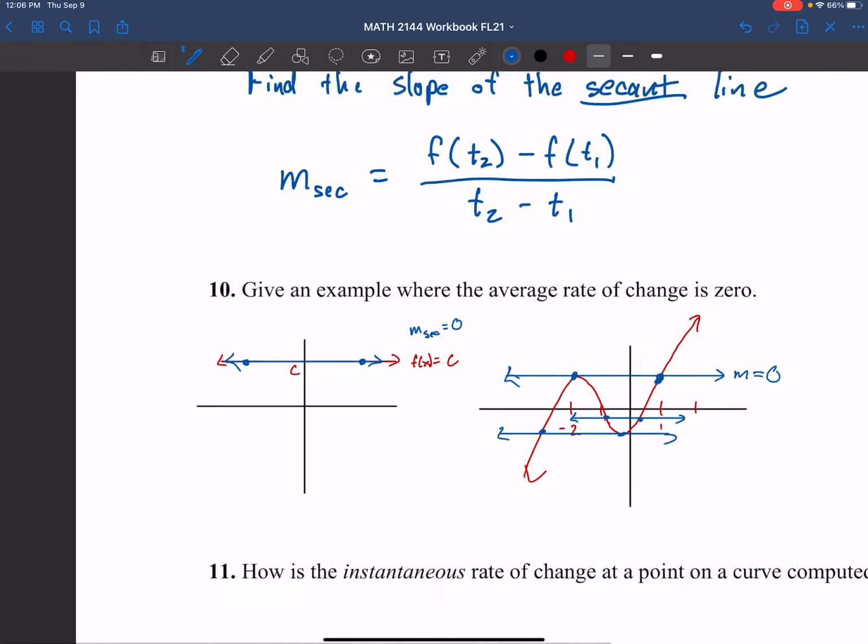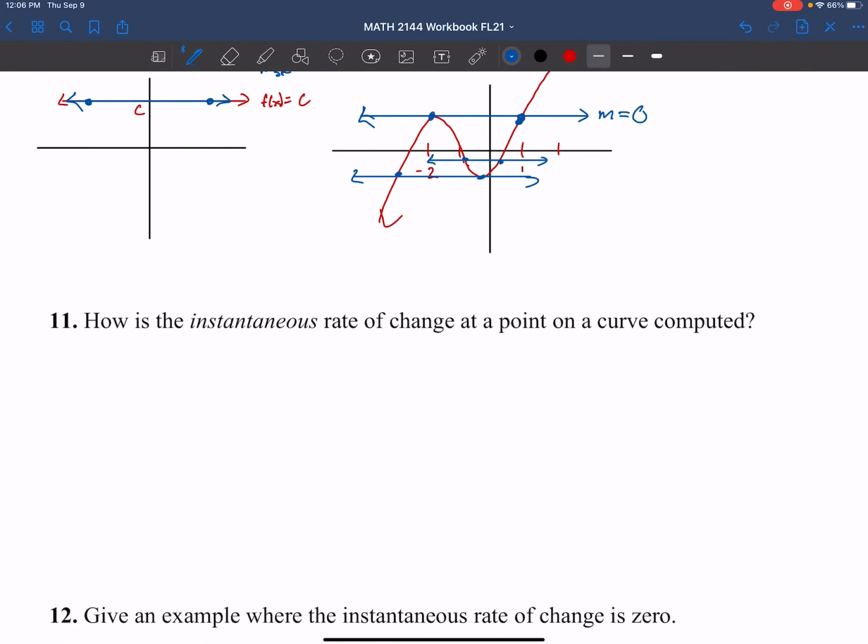Okay. Let's look at number 11. How is the instantaneous rate of change at a point on a curve computed? It's instantaneous, and we can see that's at a point. So what were we trying to find? The slope of the what line?